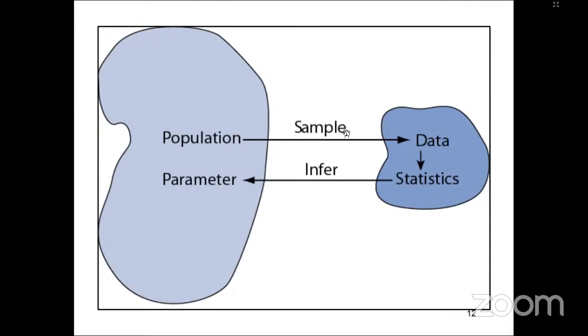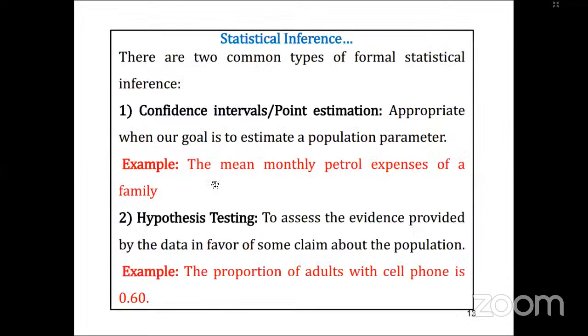From that population, we get a sample. Then that sample gives us data. And from the data, we have some calculations. From those calculations, we have some inference, and we talk about the parameters. So this is the process of sample and sample-based inference. We are doing this many times actually.